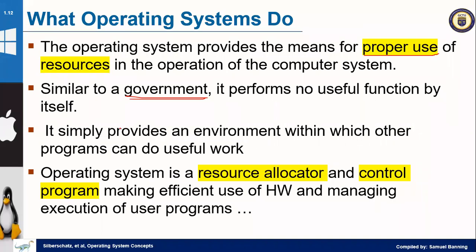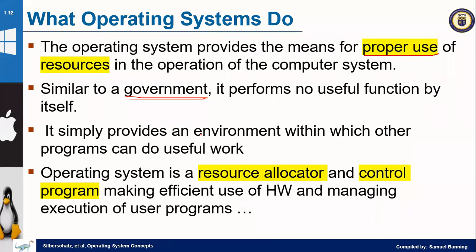Okay, a government simply provides an environment, or the operating system simply provides an environment within which other programs can do useful work. So the government is the one responsible for making sure that some projects are undertaken. For example, we need roads, and the government will see to it that the road is constructed. We need school, then the government will see to it that the school is constructed. So the government provides an environment for people to do these projects.